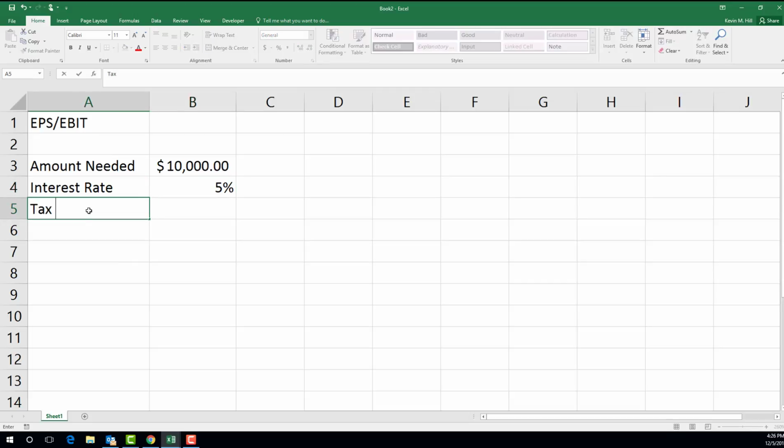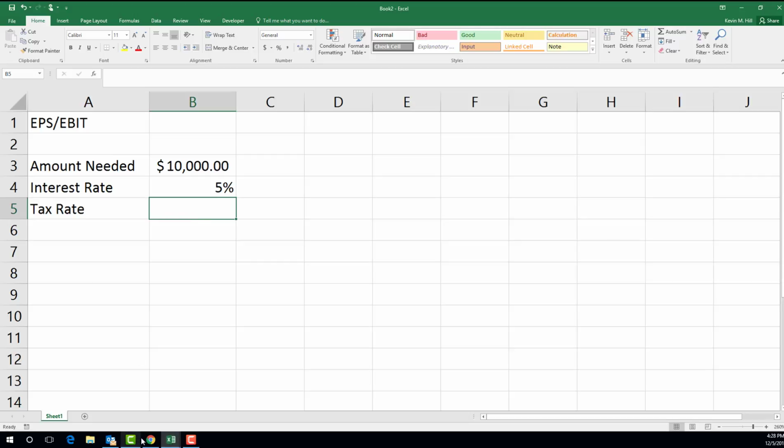Tax rate. Now the tax rate is a little bit more complicated to figure out. The book gives us 7%. If you're given the tax rate, that's fine. But if you are not given the tax rate, you may want to go ahead and calculate to see what that tax rate might be.